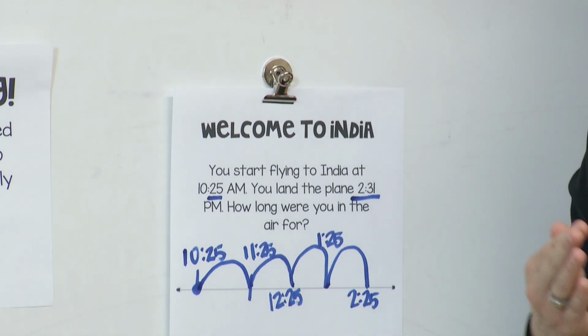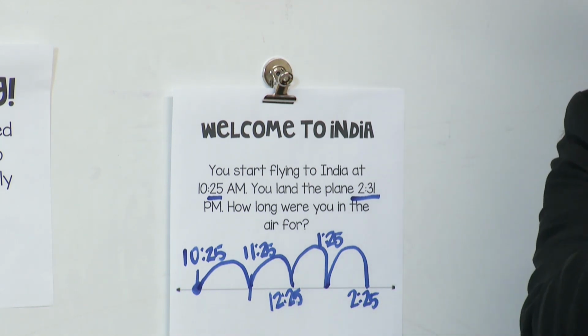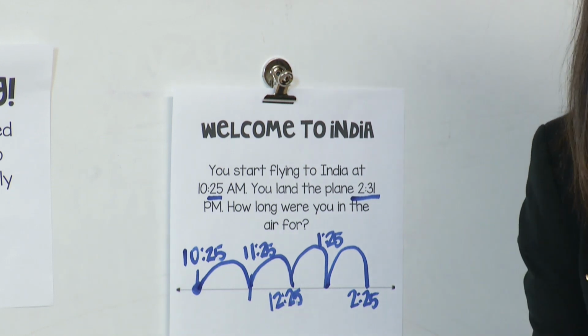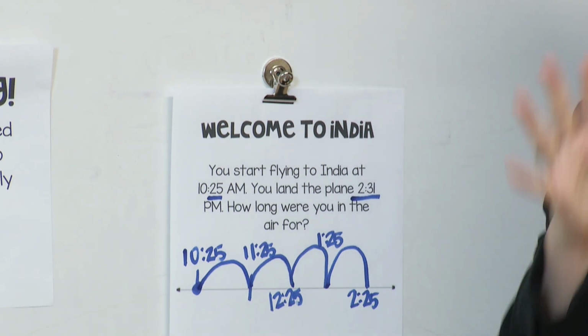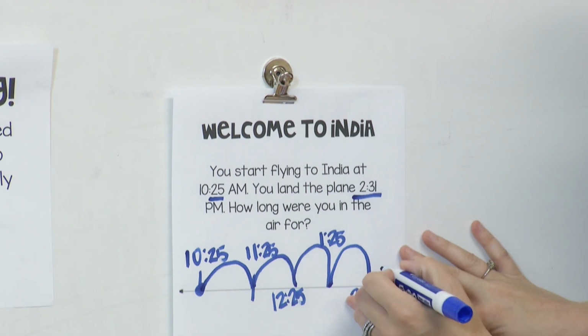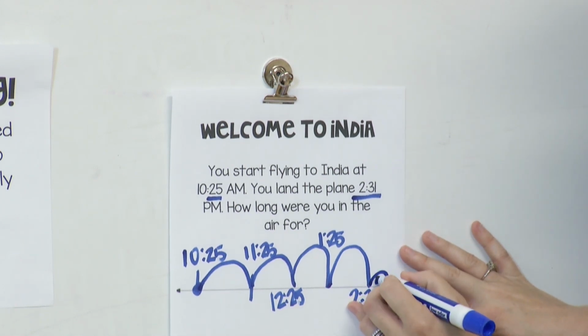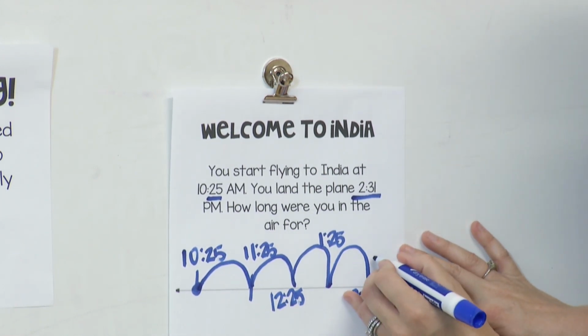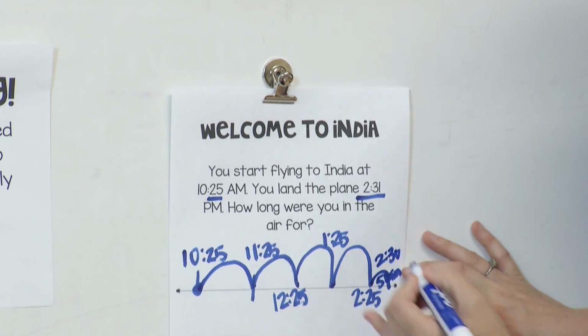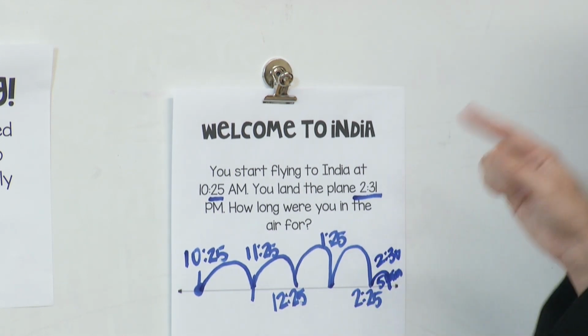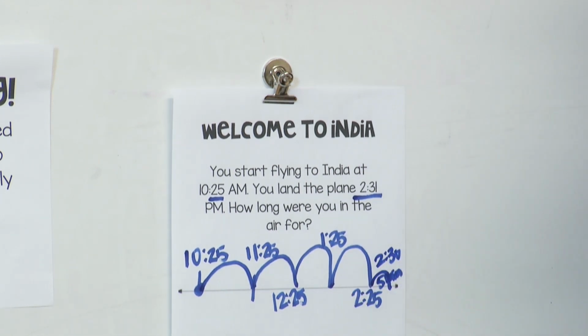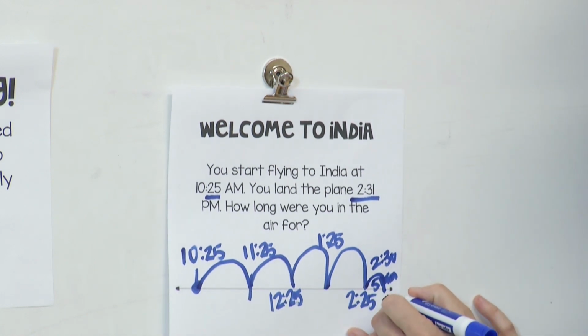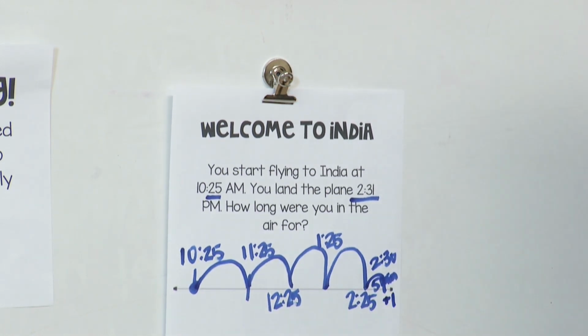Well, if you're good at skip counting by fives, if you're at 25, what's the next 5? 30, right? So 25, 30, 5 more minutes would be 30. I'll put 5 minutes, and that takes me to 2:30. How many more do I need then? Just 1 more minute, because I need to get to 31. So plus 1 takes me to 2:31.